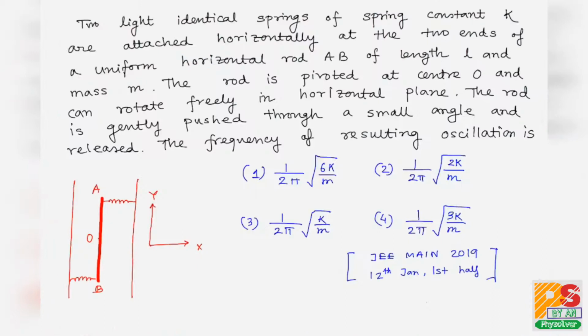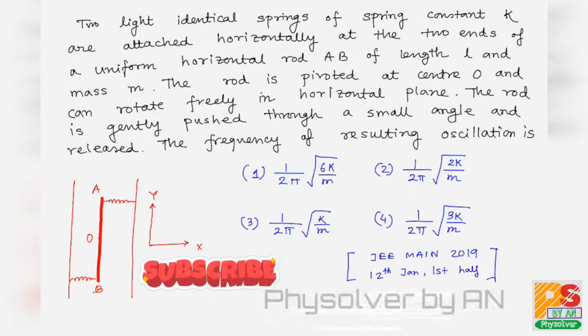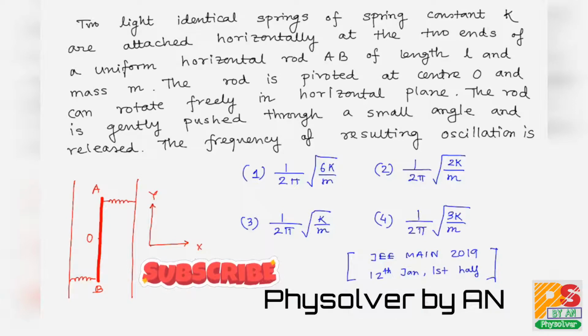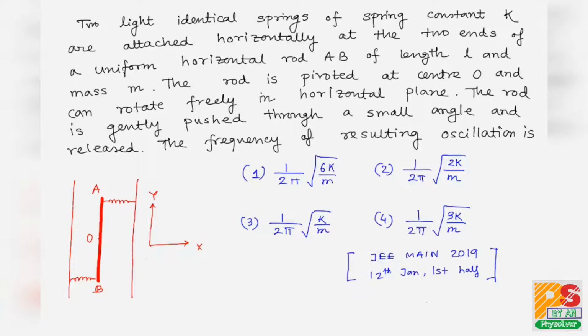Hello students, the question is: two light identical springs of spring constant K are attached horizontally at the two ends of a uniform horizontal rod AB of length L and mass M. The rod is pivoted at the center O and can rotate freely in the horizontal plane. The rod is gently pushed through a small angle and released. The frequency of resulting oscillation is, the options are given.